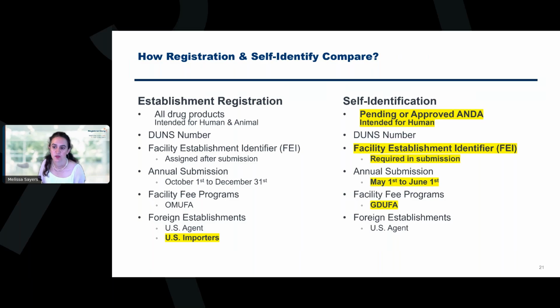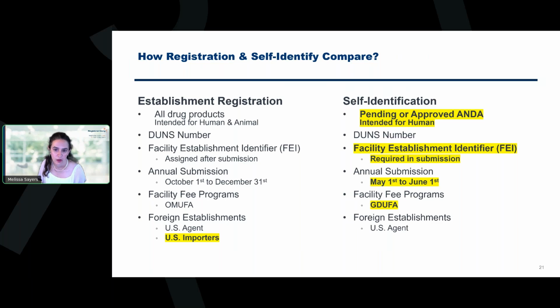Let's compare establishment registration and self-identification under FDA's requirements. Establishment registration and self-identification both require a DUNS number assigned prior to submitting to FDA. Both also require a U.S. agent is designated for sites not located within the United States. Now, here come the key differences between these submission types.